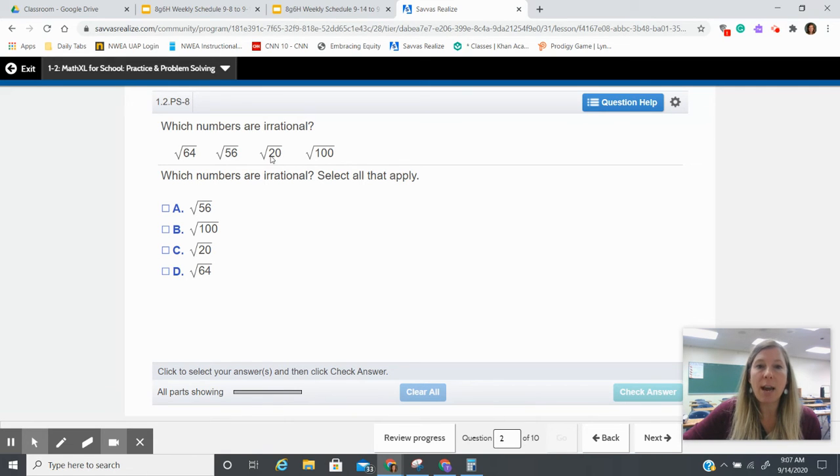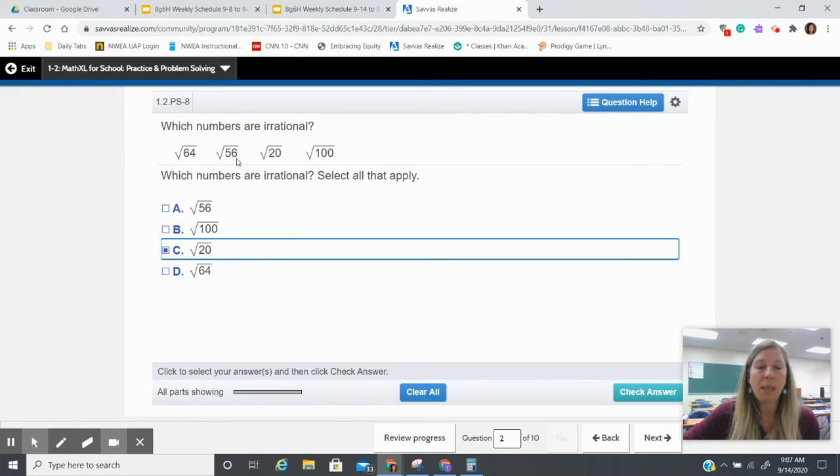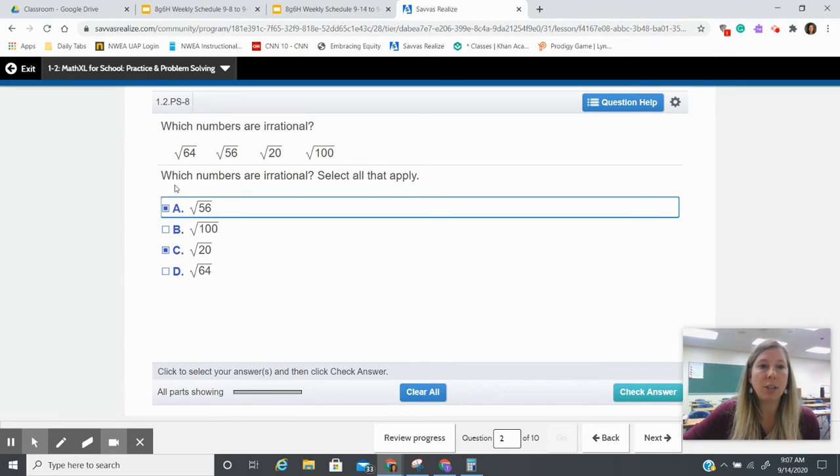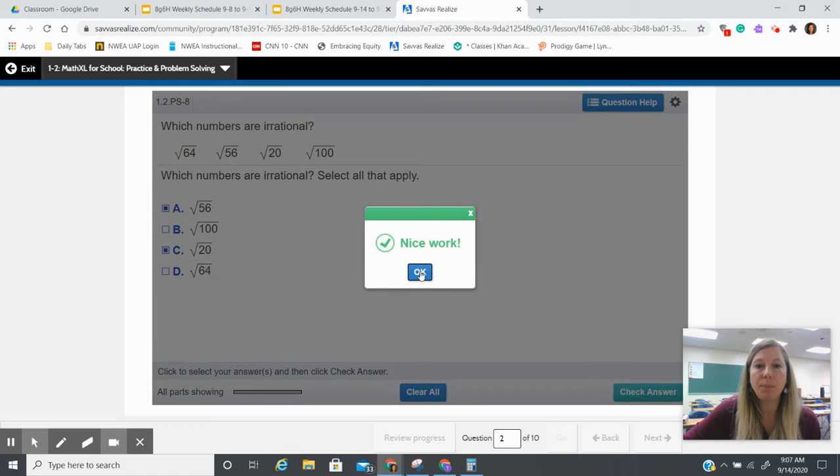20 is not a perfect square. You can't take two numbers and multiply the same number by itself and get that. So that is going to be irrational. 56, 7 times 8, but that's not the same number. So that is going to be irrational. 64, this is 8 times 8. So that is a perfect square. So we're not going to count that one. So let's check and see if we got those right.